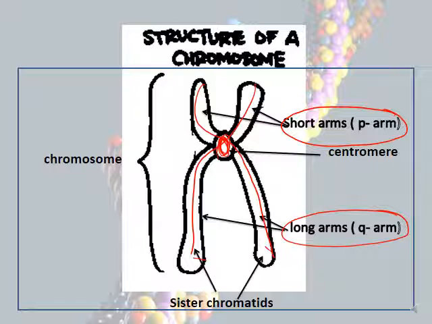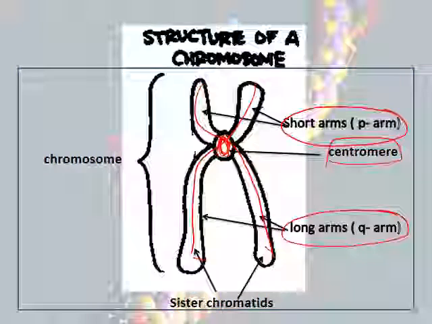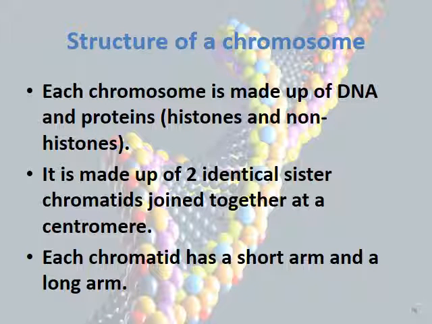They are attached in the middle, the center, by the centromere. And here's the structure of the chromosome. So, structure of chromosome. Let's move to talk about the structure of a chromosome. Each chromosome is made up of DNA and proteins, histones and non-histones. We're going to talk about this later. Chromosome is made up of two identical, similar sister chromatids.